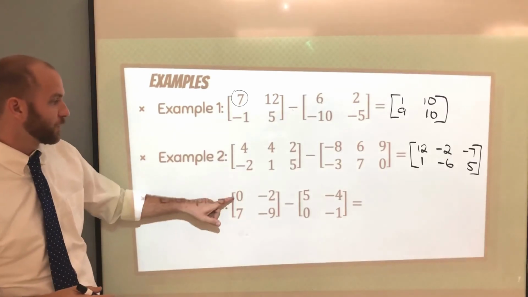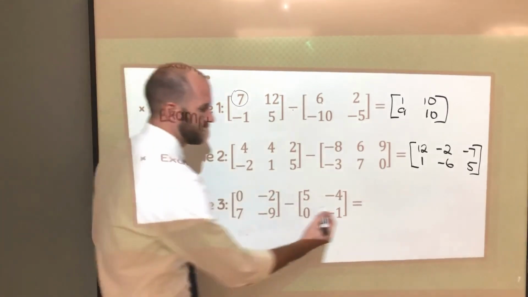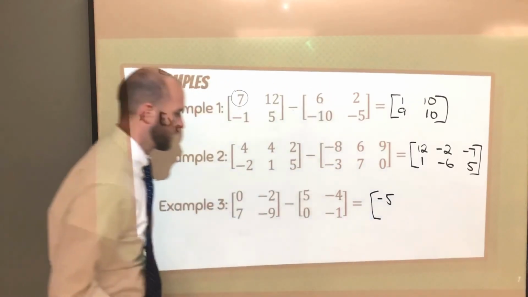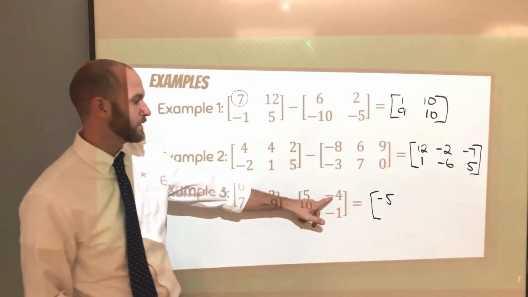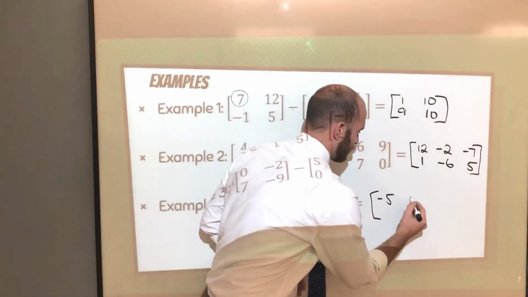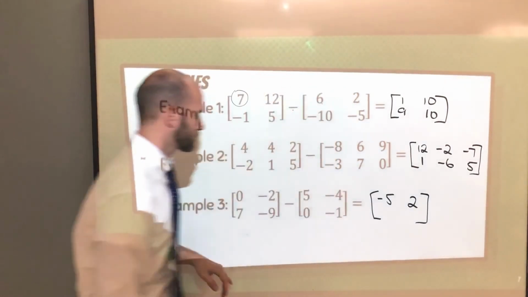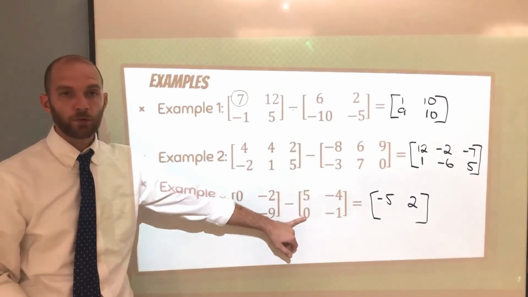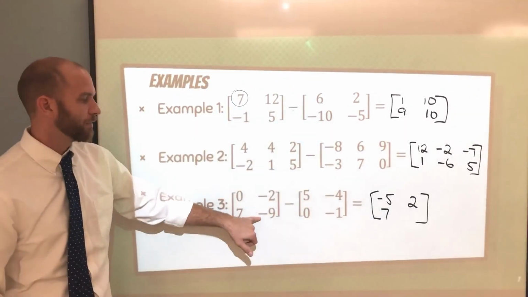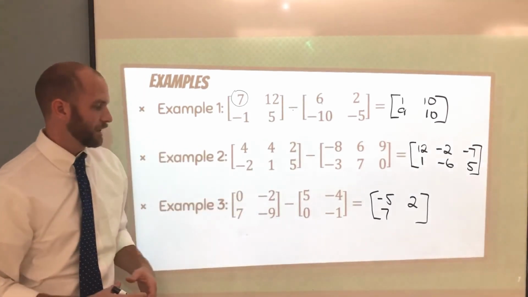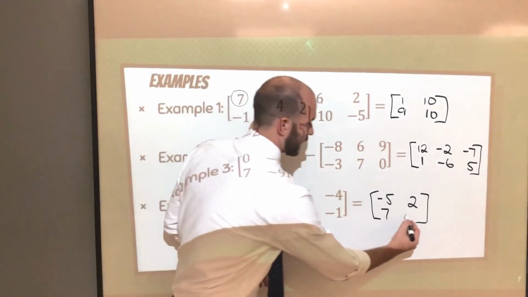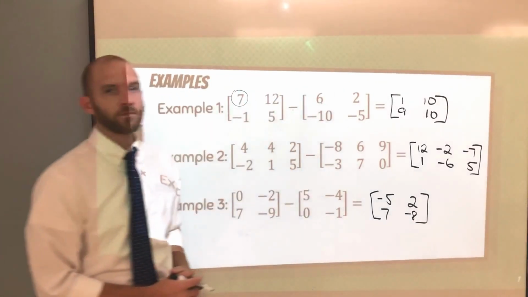Let's check it. So 0 minus 5 is, you got it, negative 5. Negative 2 minus negative 4 would be the same thing as 2 plus 4, which is positive 2. 7 minus 0 is still just 7, not taking anything away from it. And then negative 9 minus negative 1 is the same thing as negative 9 plus 1, which would be negative 8. How'd you do?